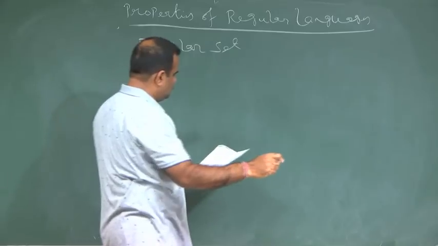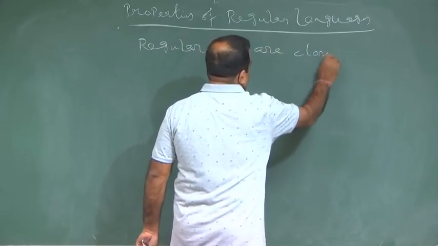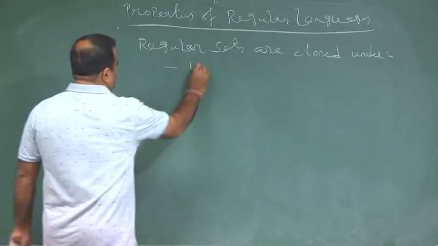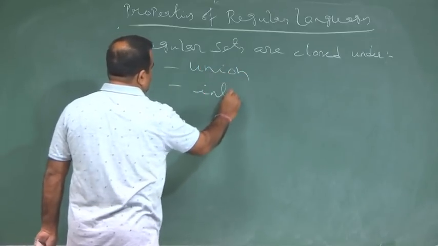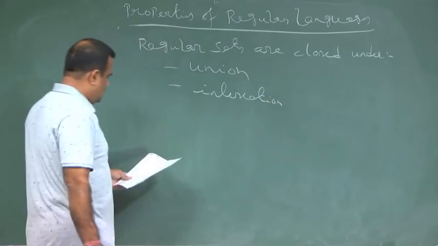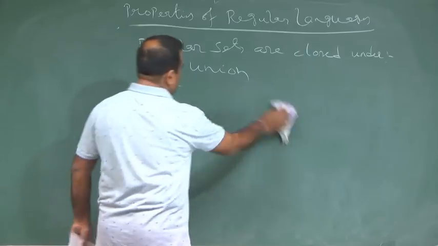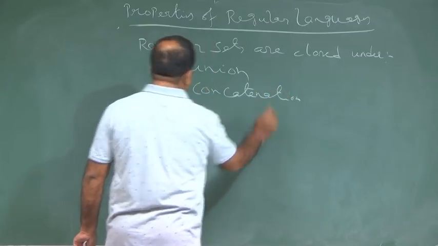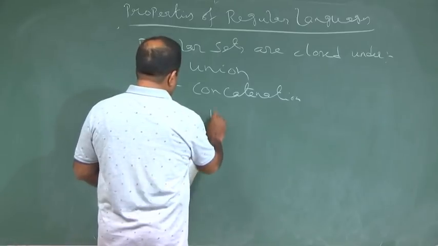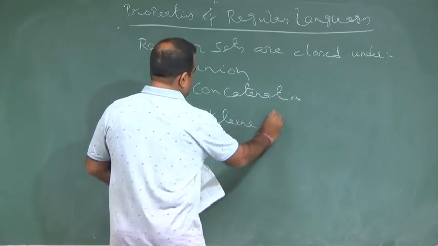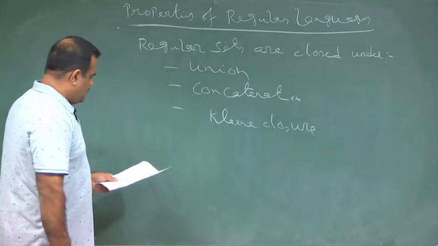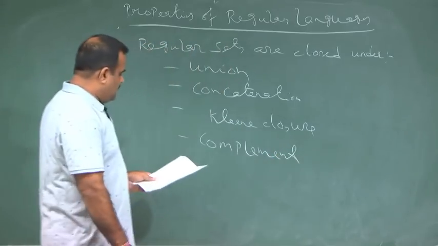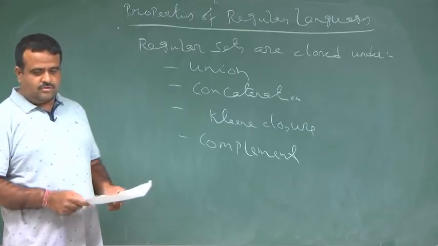Whether a regular set is closed under the following operations or not: union, intersection, concatenation, then closure, the star, then the complement, intersection, reversal. All these things we are going to study now.